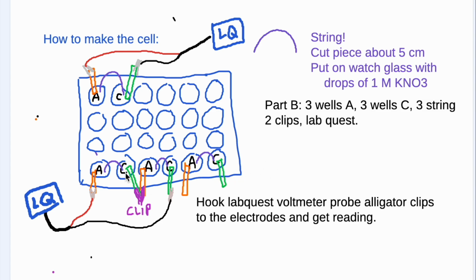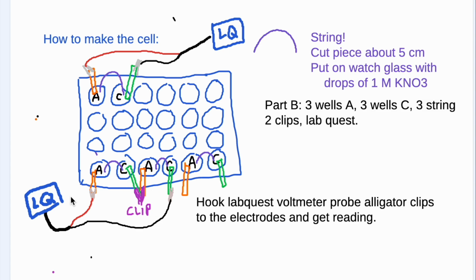And then you're going to need 3 salt bridges. So I have, if you can see the purple arches there, you're going to need 3 pieces of string that have been soaked in some of the salt solution and the potassium nitrate solution. And so we have that set up.